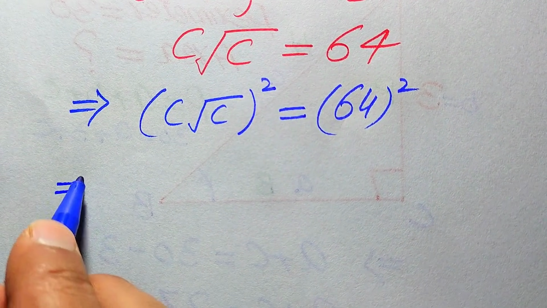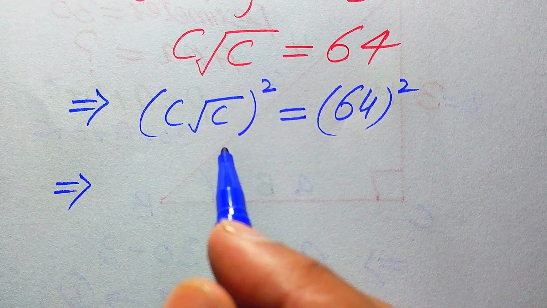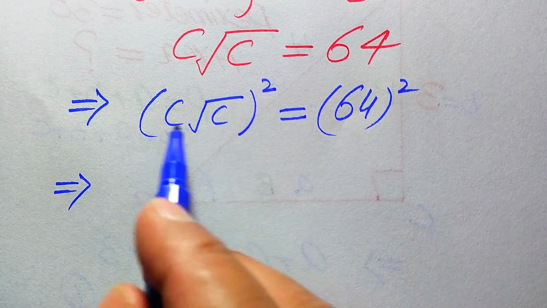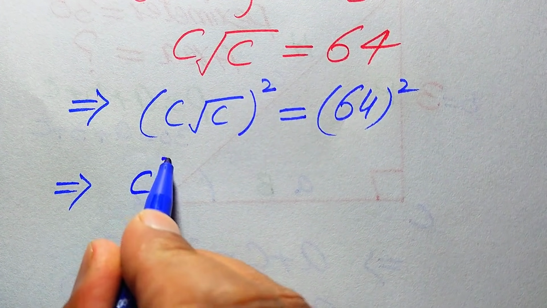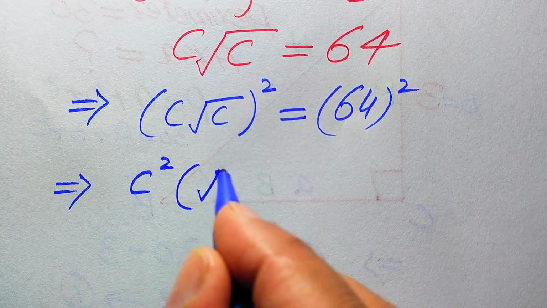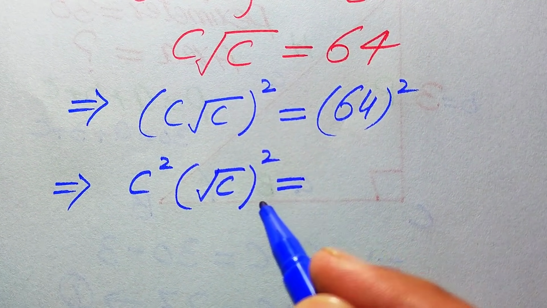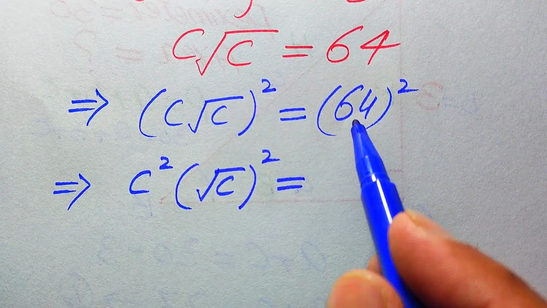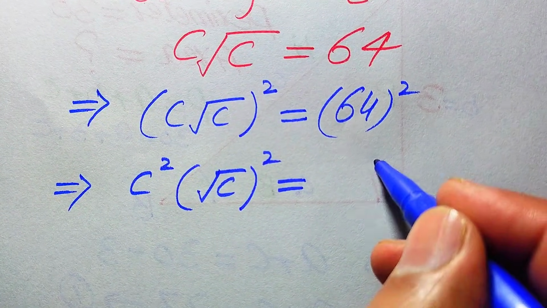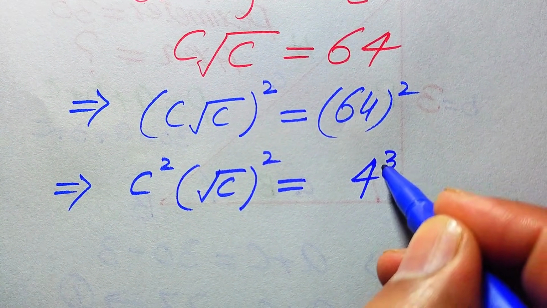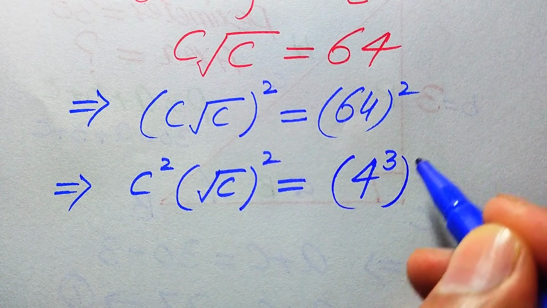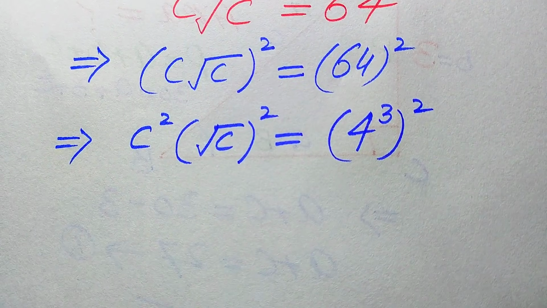And now in the next step we need more simplifications, and here we need to apply the square separately on both of these two values, and it will become c squared into square root of c and its whole squared is equal to, here we know that we can write 64 as the cube of 4, so it will be written as 4 cubed and its whole squared.